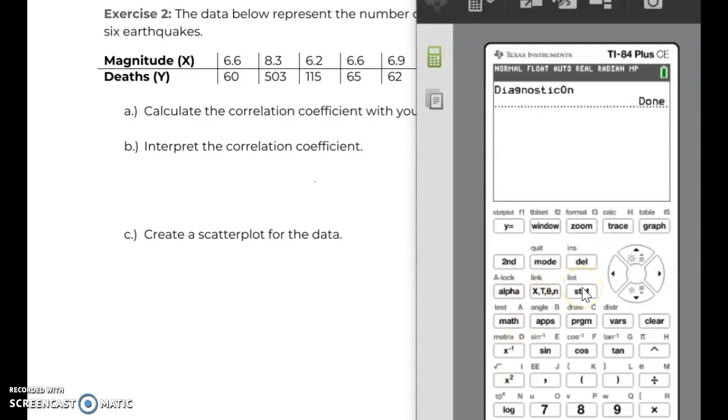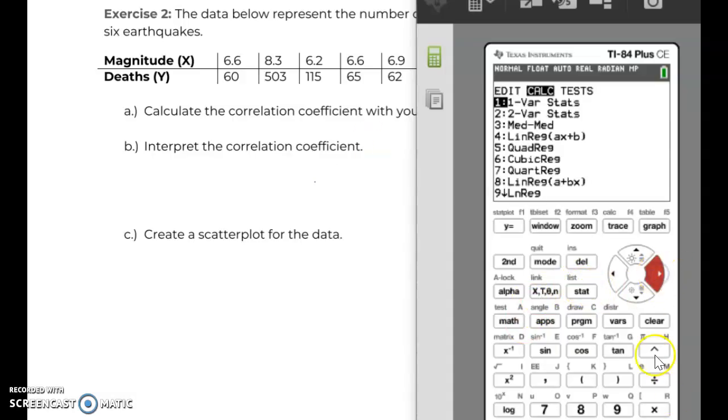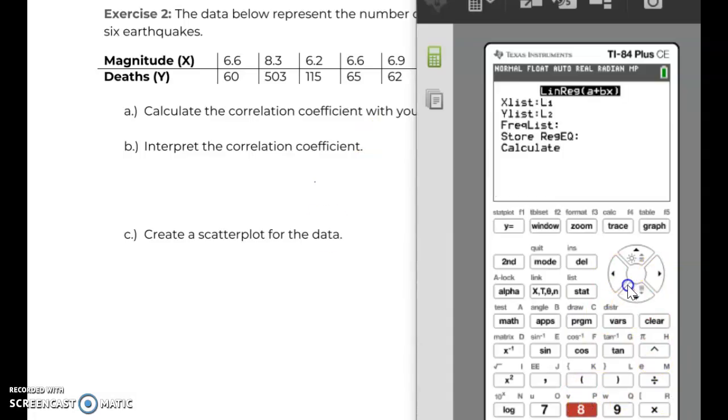Now we go back. We still have our data entered in the list, so we're simply going to go to Stat, Calc, Option 8, which is the linear regression. We're going to hit enter over here, and this time it's going to give us an R squared, and it gives us an R. So let's write this down. Our correlation coefficient is 0.732 rounded to 3 decimals.